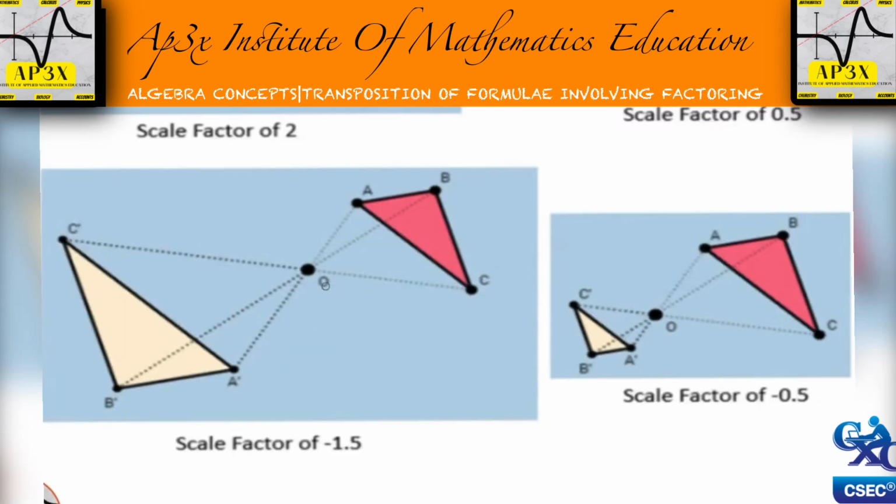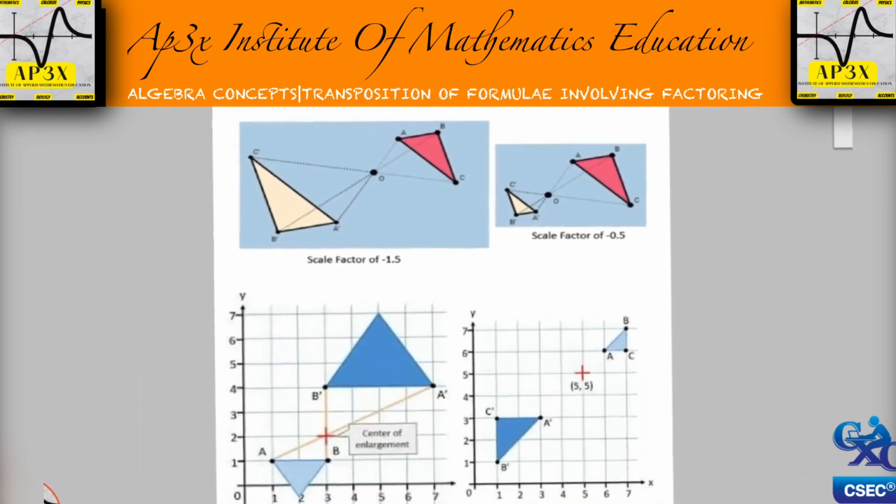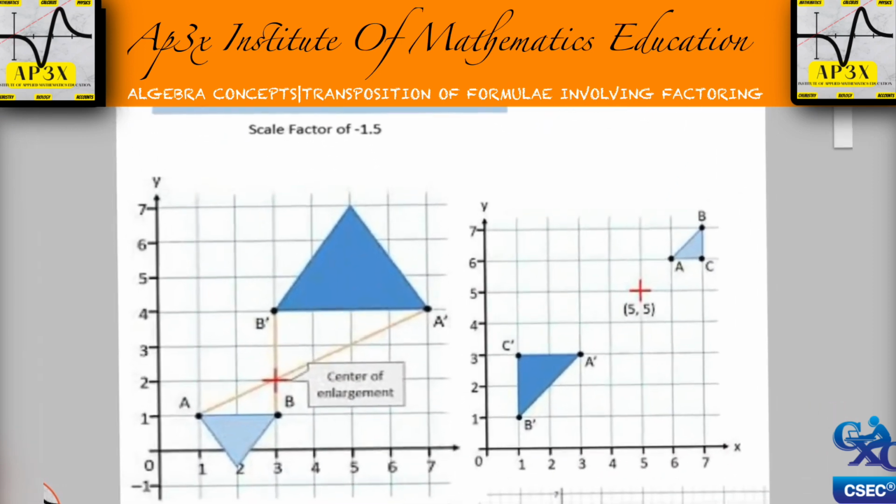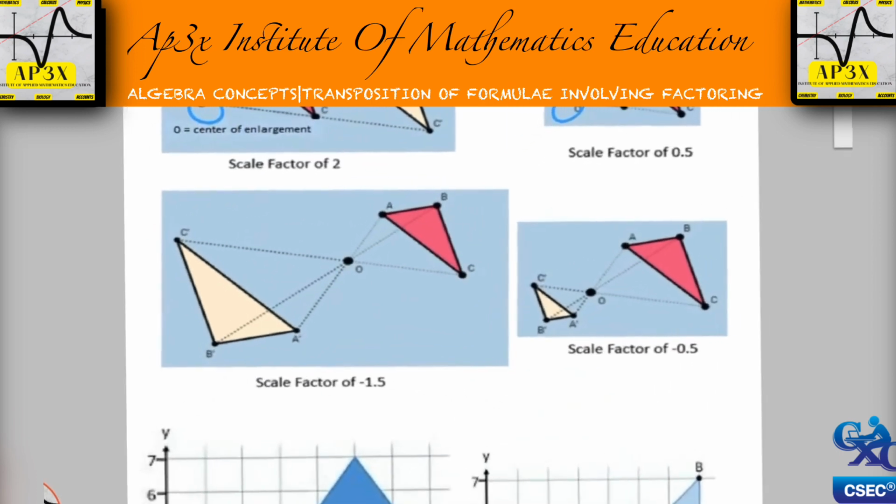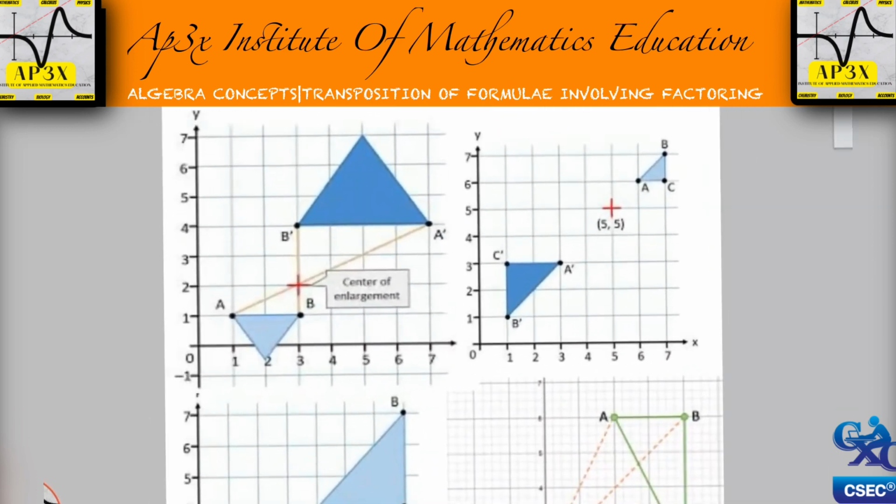Now in this case here, this is as a result of the scale factor being negative. So it's negative 1.5. That means this image here is 1.5 times the image ABC here, the red triangle. But notice that the center of enlargement is in between. That makes them be on opposite sides of the center of enlargement. Same here, a reduction, negative 0.5. The object has been reduced in size and they are on the opposite side of the center of enlargement. All right, and as I said earlier, the center of enlargement is the point at which the enlargement occurs.